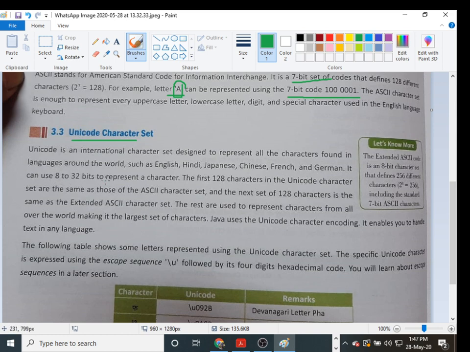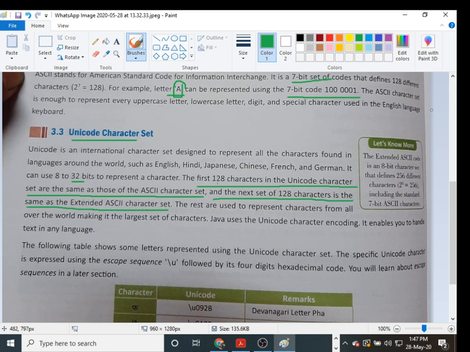It can use 8 to 32 bits to represent a character. The range of ASCII is only up to 8 bits, but the Unicode character set can use up to 32 bits, so its range is much larger than the ASCII character set. The first 128 characters in the Unicode character set are the same as those of the ASCII character set, and the next 128 characters are the same as the extended ASCII character set.